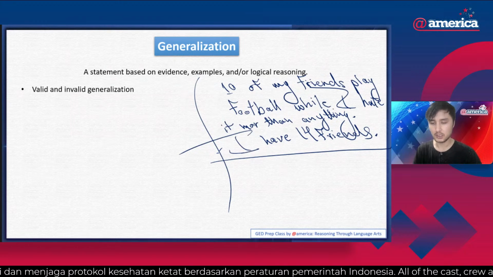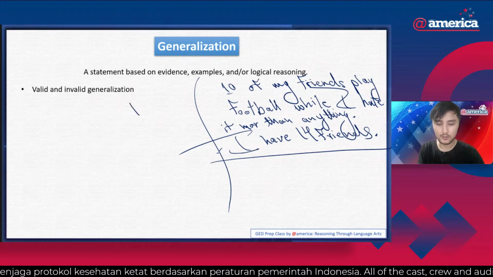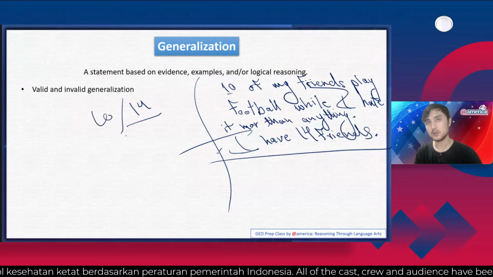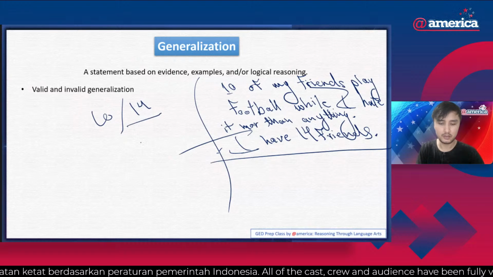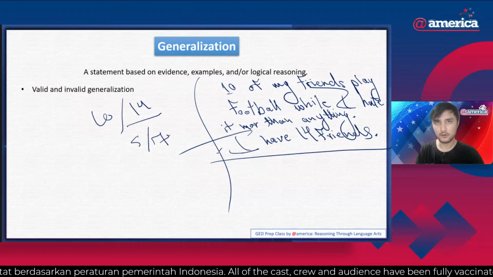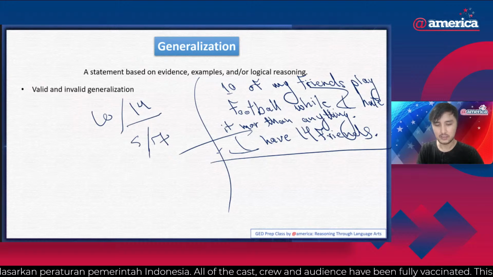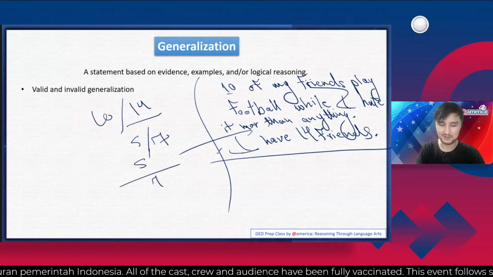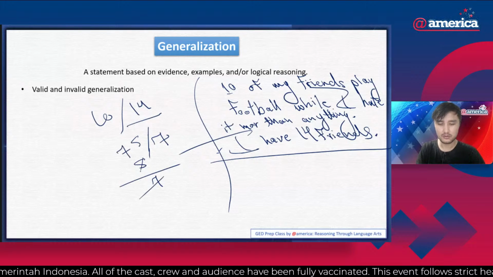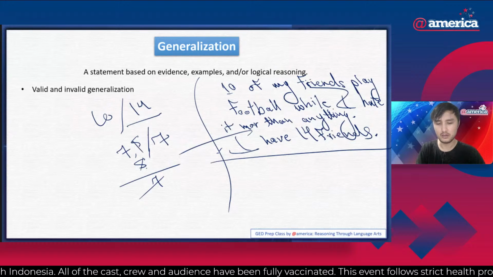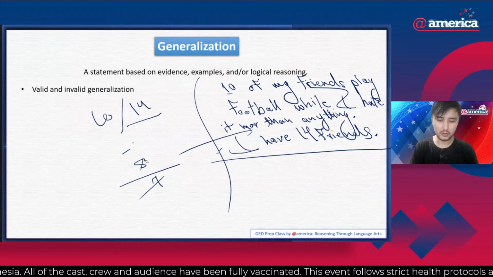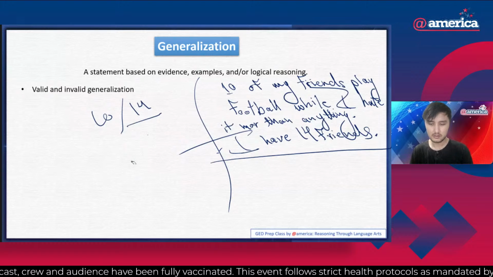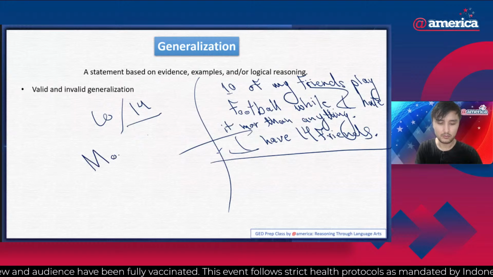If you look at the evidence, or if you look at the statements here, then you know that this person has 14 friends, and 10 out of 14 friends play football. If you then divide it, that would be 5 out of 7. And if you divide it further, I'm doing math, so this would be around 71% or something. So then you know that 70%, meaning more than half of this person's friends play football.